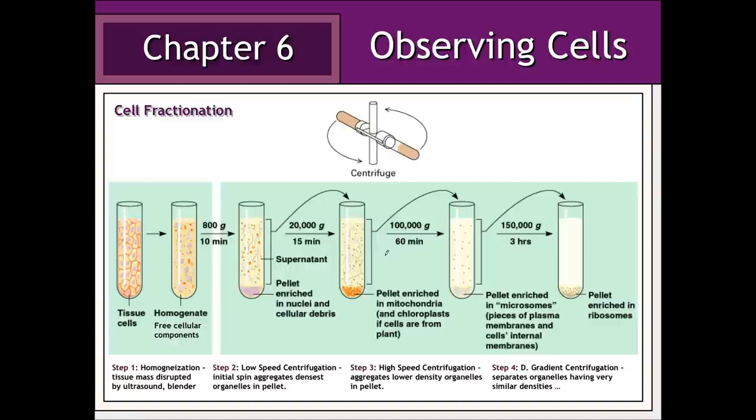Each round of centrifugation involves spinning the supernatant at progressively higher and higher speeds in order to isolate progressively less dense cellular components. Eventually, after several rounds of centrifugation, the remaining supernatant will contain cellular components that are very similar in their respective densities. Therefore, any further centrifugation would not successfully isolate these cellular components into separate pellets. At this point, another technique must be applied in order to successfully separate these components.